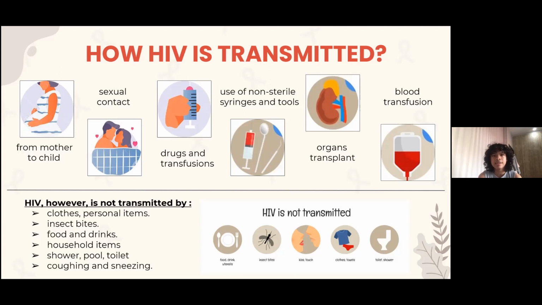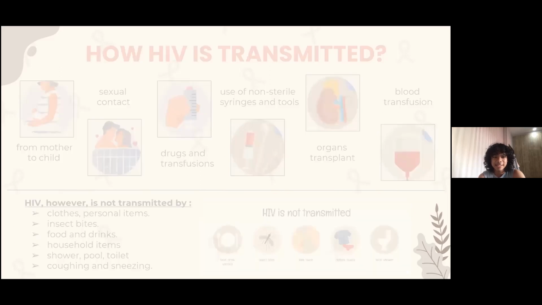However, these days there are misconceptions and misunderstandings of how HIV can be transmitted. So as you can see, HIV is not transmitted through the sharing of clothes, personal items, sharing food and drinks, insect bites, household items, and coughing and sneezing. Because HIV can't live outside the body, so you're safe. Next slide, please.